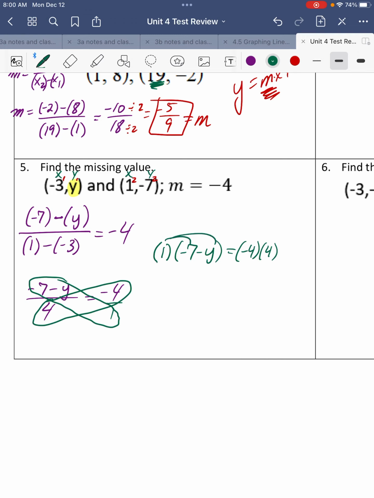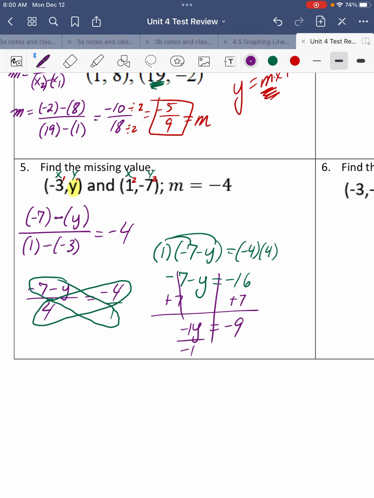And we can distribute the 1 in, but distributing 1 doesn't change the value of anything. -4 times 4 is -16. And now we can solve for y. So we have to add 7. Those are like terms, -16 and 7.